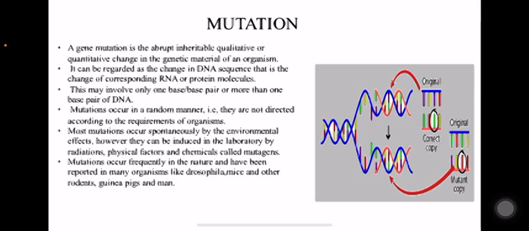Most mutations occur spontaneously by environmental effects but can also be induced in the laboratory using mutagens. Mutations occur frequently in nature and have been reported in many organisms like Drosophila, mice, and other rodents, and man. In Drosophila, mutation causes white and pink eyes, black and yellow body color, and vestigial wings. In man, the mutation causes variation in hair color, eye color, skin pigmentation, and several somatic malfunctions.